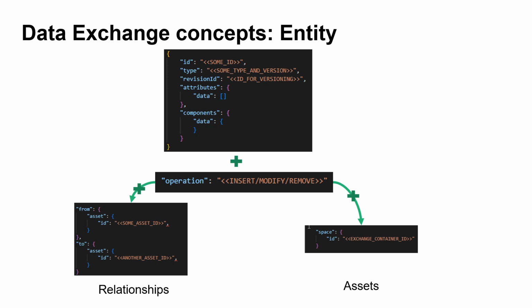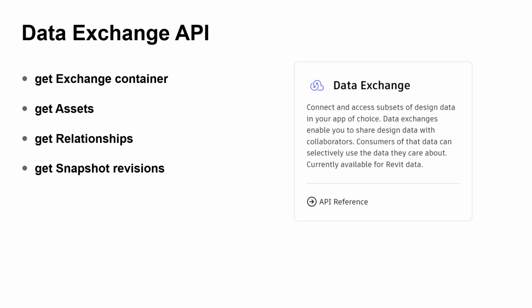Now that we are armed with all these concepts, let us look deeply into the Data Exchange REST API. The Data Exchange REST API is very simple, and to be able to use it efficiently, you have to know 4 calls. First, how to get the Exchange container to be able to access Exchange data, how to get assets and relationships to traverse the graph and get the needed data, and lastly, how to get revision snapshots to be able to get the data for a specific version, or to be able to get the difference between needed versions.